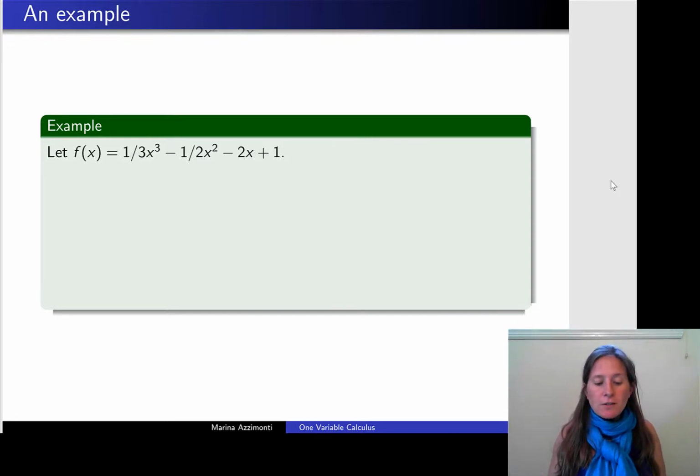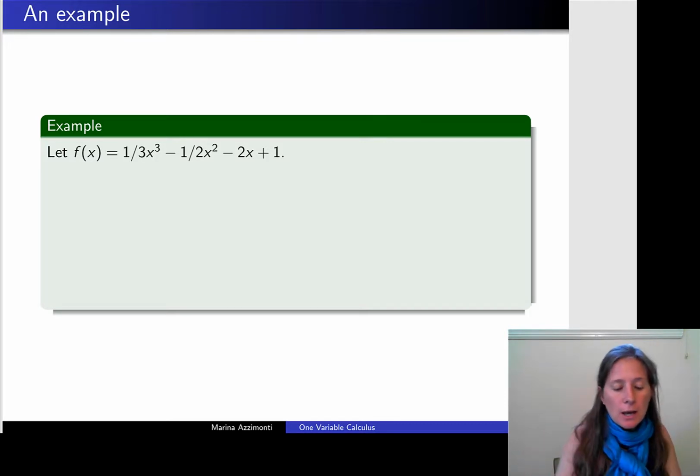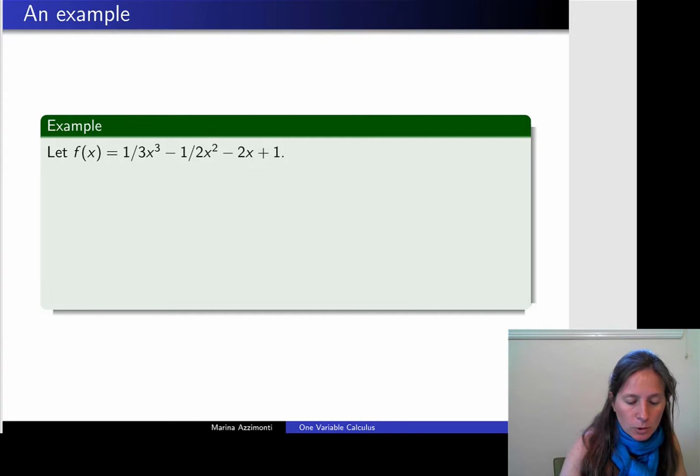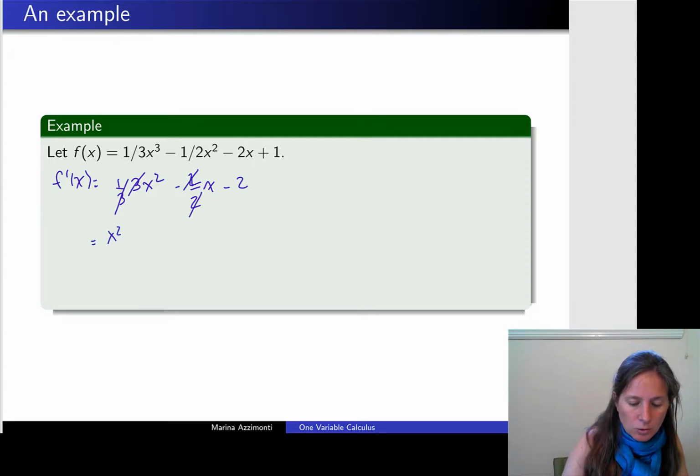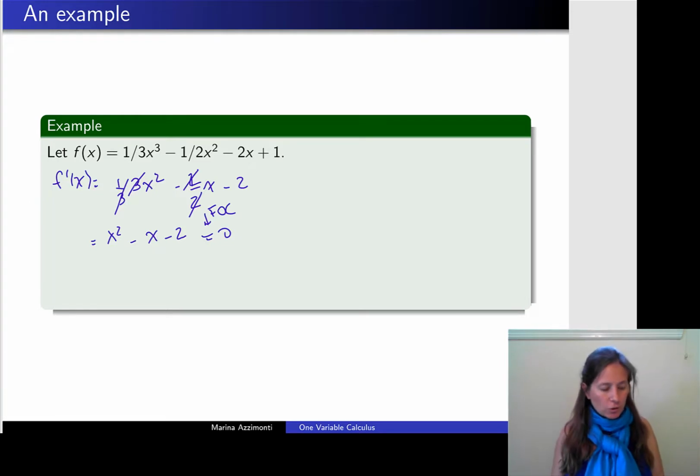Let's say that we have this function, 1/3 x cubed minus 1/2 x squared minus 2x plus 1. And let's try to find what the critical points are. So again, we use our first order condition. I'm just taking the derivative of this function. Now this comes in handy because some of these terms are going to simplify. So this is just x squared minus x minus 2, and we want to make this equal to 0. This is what we call our first order condition.